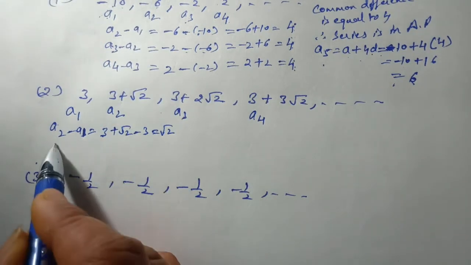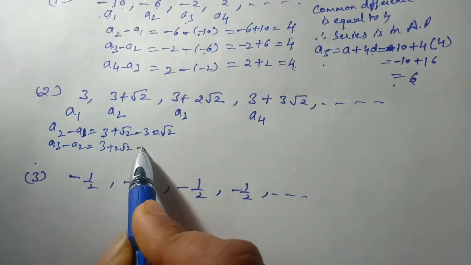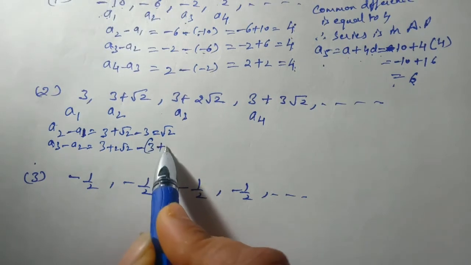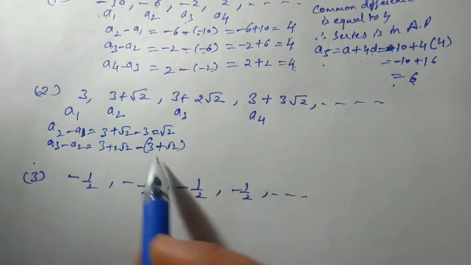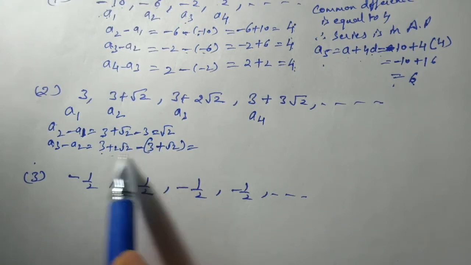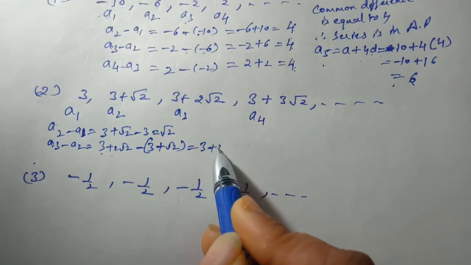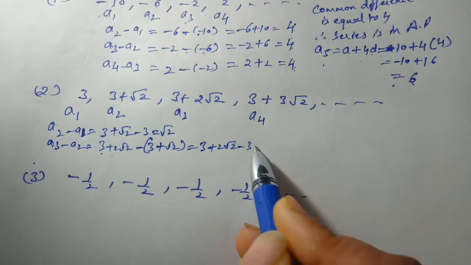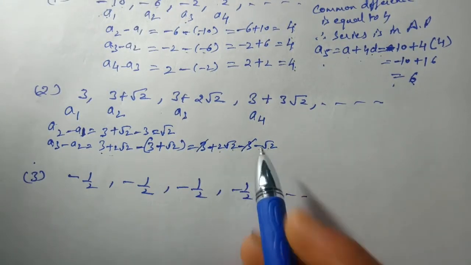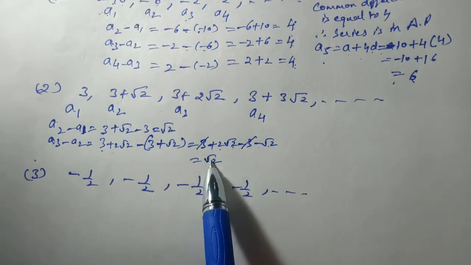Then third and second, A3 minus A2. 3 plus 2 root 2 minus 3. Within a bracket we have to write plus root 2, since it is in combination. So when we open the bracket, 3 and 3 will be cancelled because both of them come with a negative sign. 3 plus 2 root 2 minus 3 minus root 2. So 3 and 3 will be cancelled and 2 root 2 minus root 2 will give root 2. So here also we are observing the same difference.